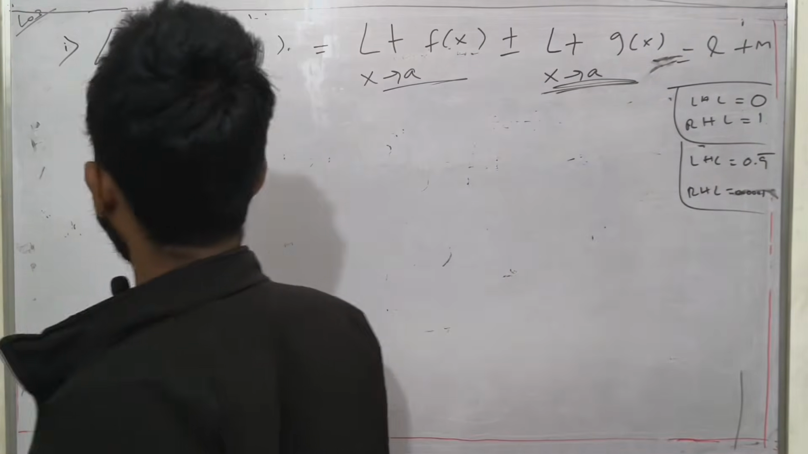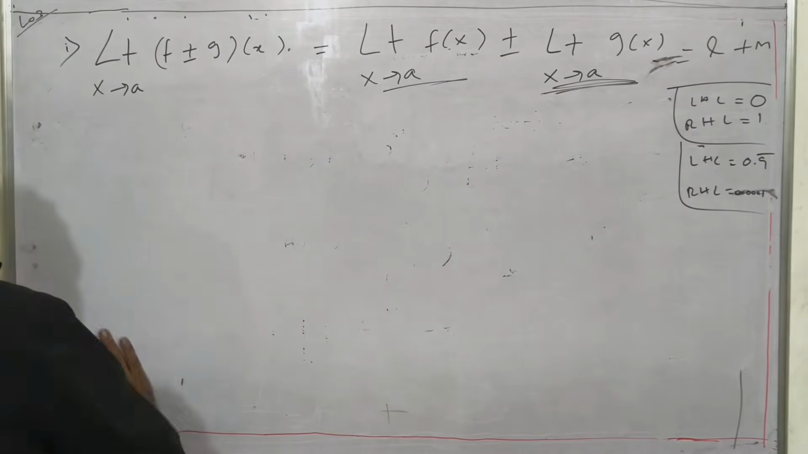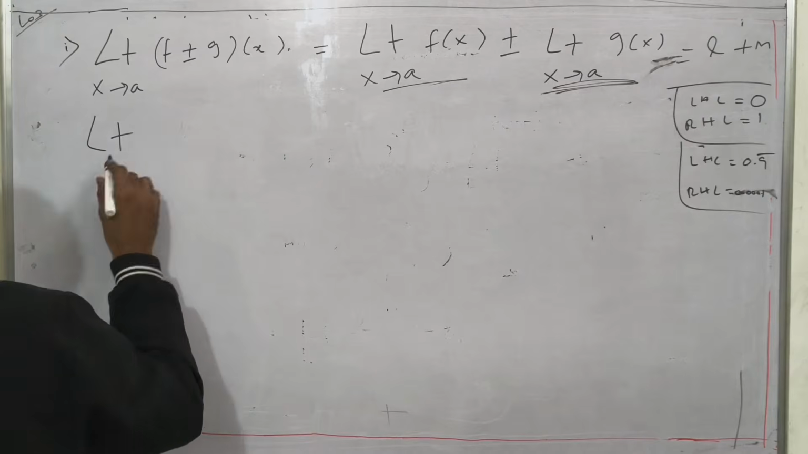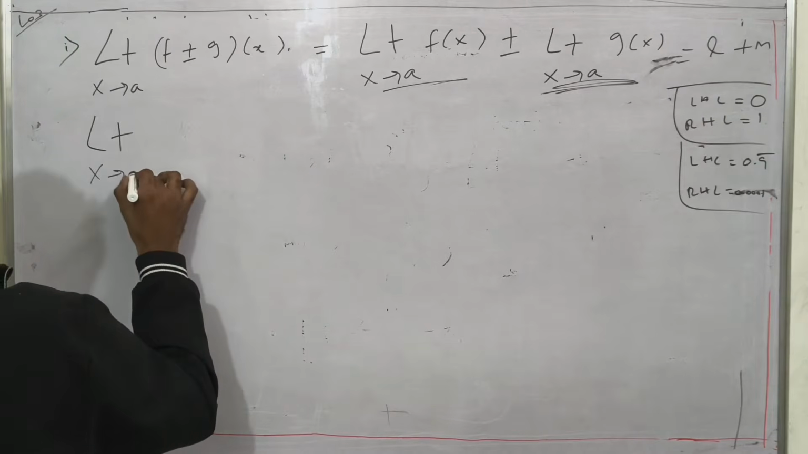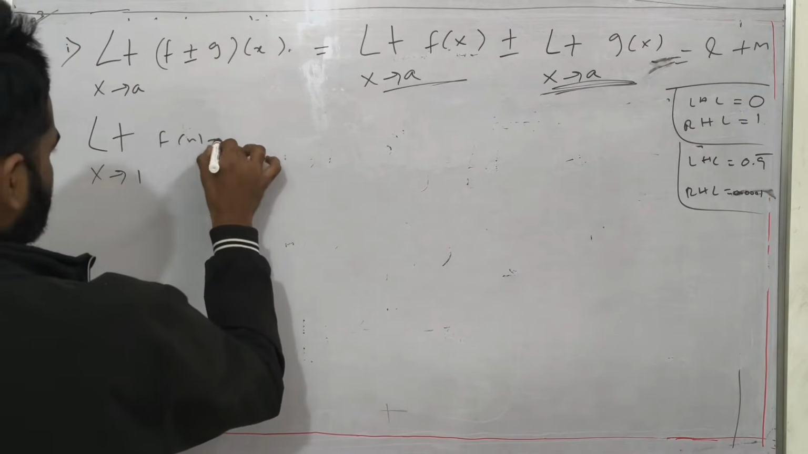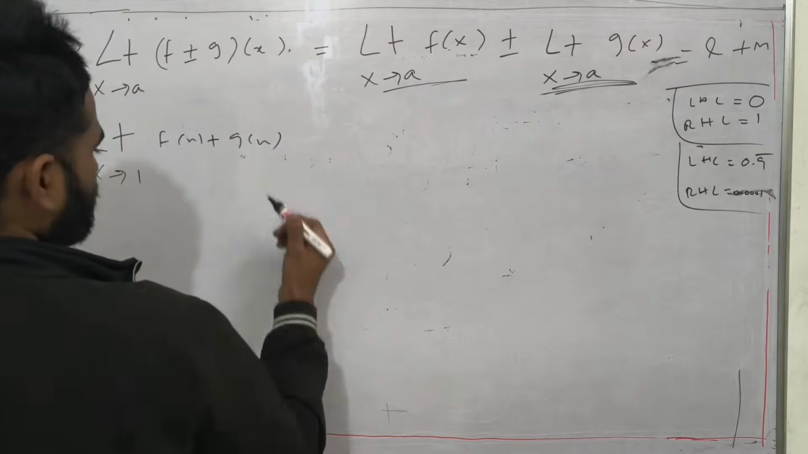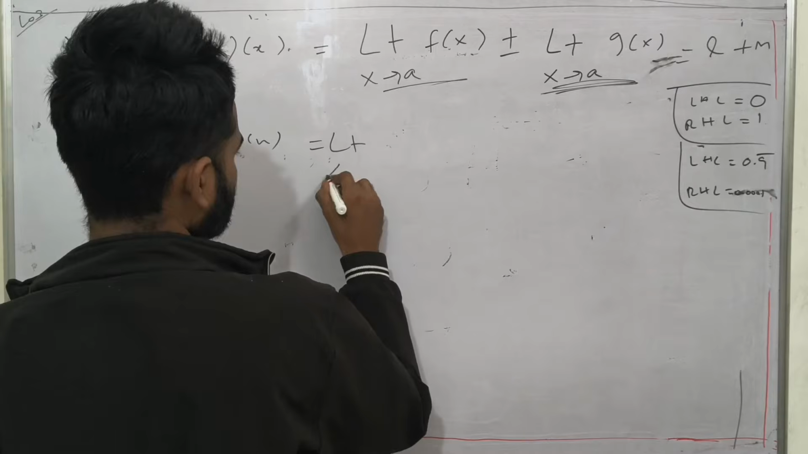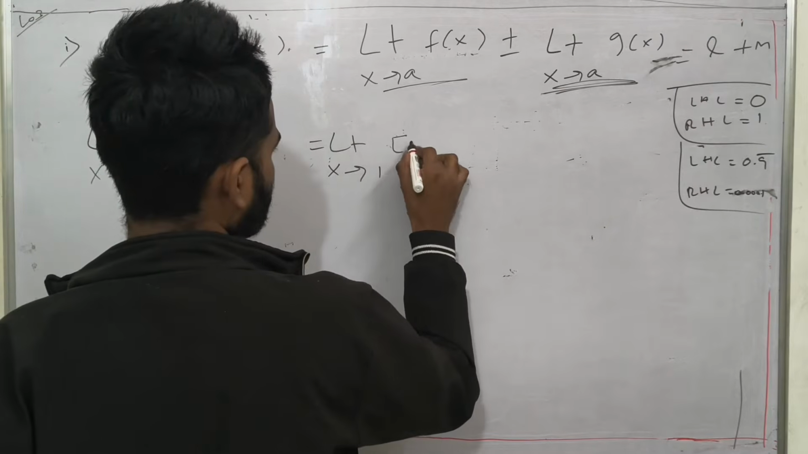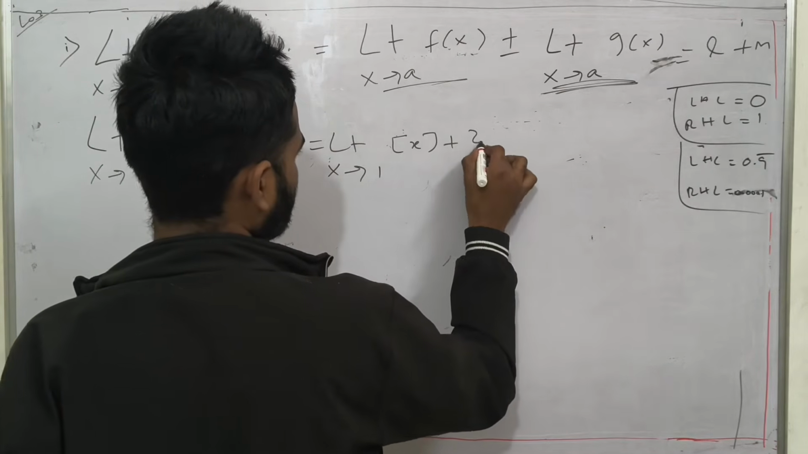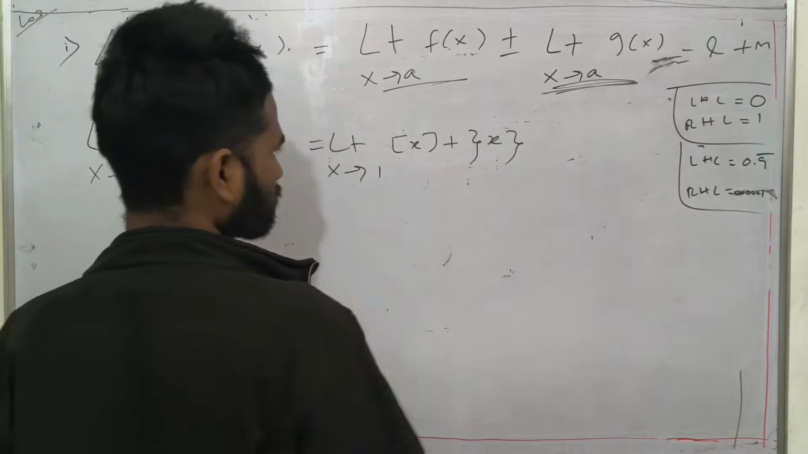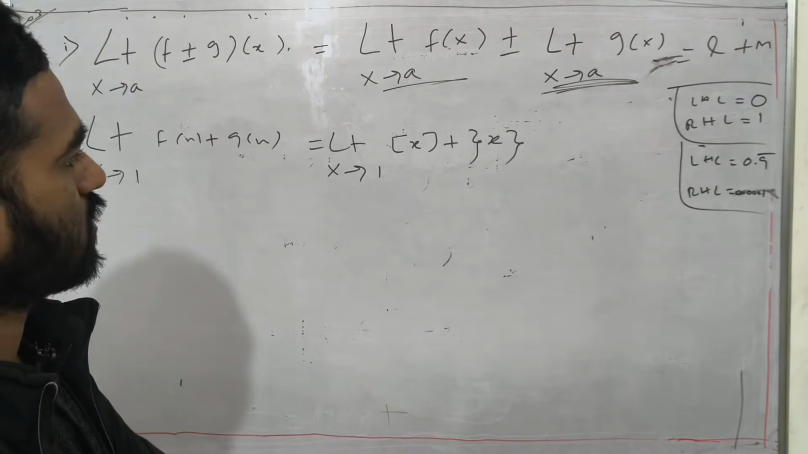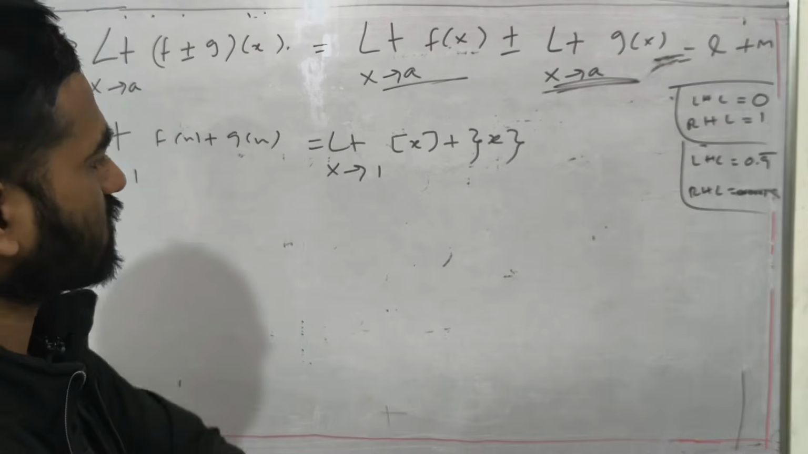Now let's go to the question. The question is limit x tends to 1 of f of x plus g of x. So it is limit x tends to 1 of step x plus flower part of x.